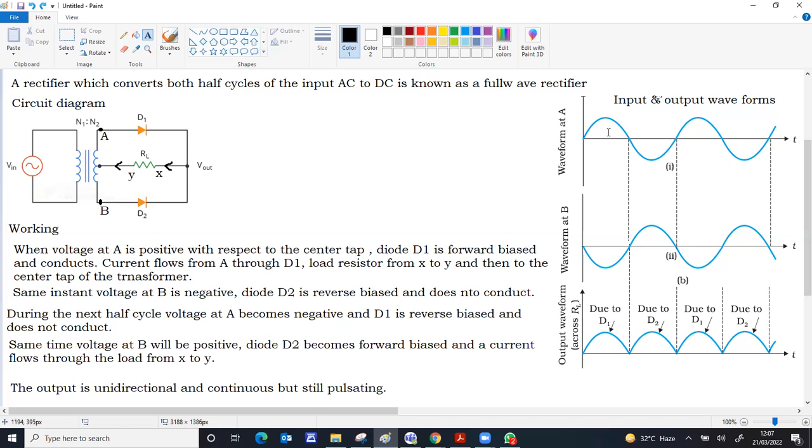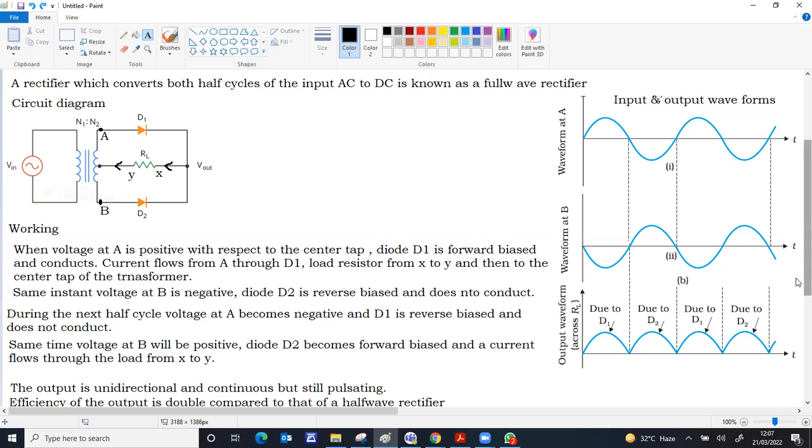So whenever A is conducting, the output is due to D1. Next time B is conducting, the output is due to D2. So this process is repeated. We get a continuous but pulsating unidirectional output across the load resistor.